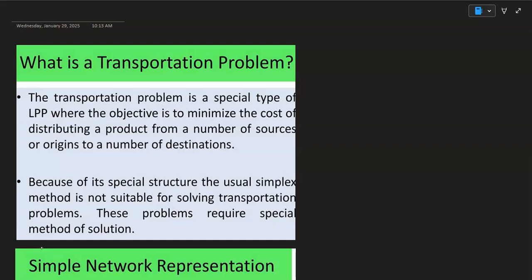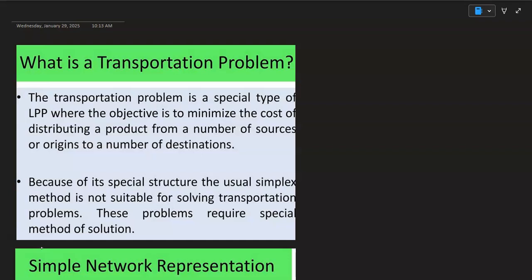Okay, so here basically what we are saying is that you have a number of supply centers and destination centers, and basically you are trying to find the minimum or the barest minimum cost that it will take you to transport your particular products from each of those supply centers to your destinations.